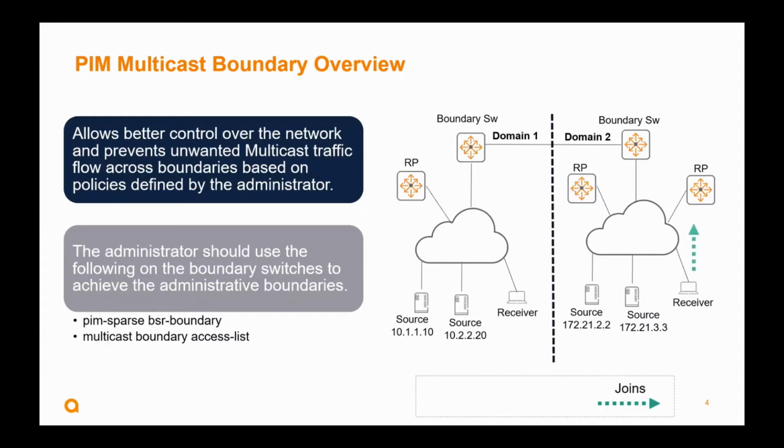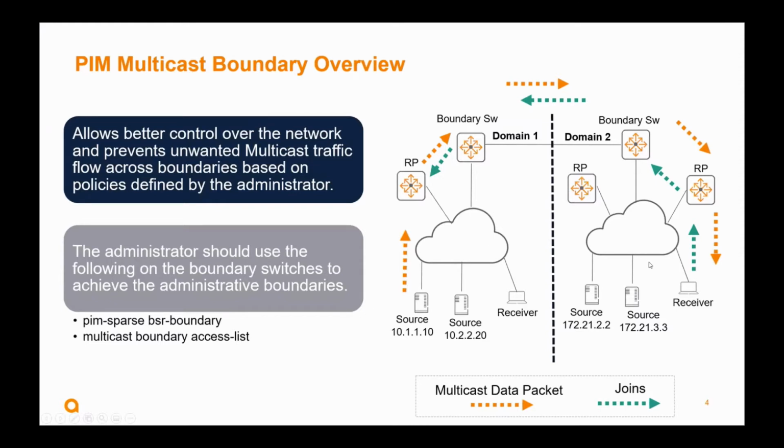So what is basically our PIM multicast boundary? Well, this feature helps us create multiple PIM domains by filtering BSR and SSM messages in order to restrict or allow specific multicast traffic across domains. Let's say we have our two domains here in our example, to give us better control over the network and prevent unwanted multicast traffic flows across the boundary based on the policies that our network administrator will define.